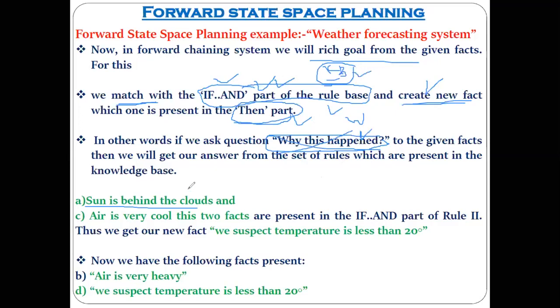Now, forward state's planning says we start from the given data or the facts, and we try to reach the goal state. Here we have to consider that our given initial state is nothing but our given fact. How many facts are there? Three facts: sun is behind the cloud, air is very heavy, and the air is very cool.